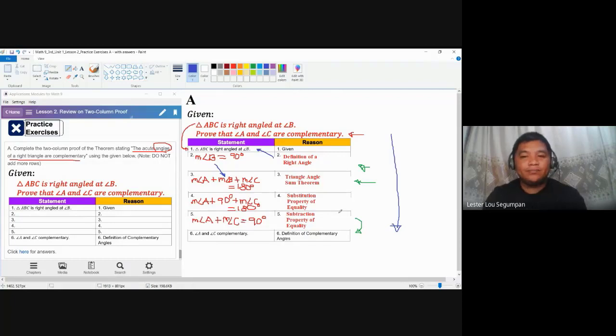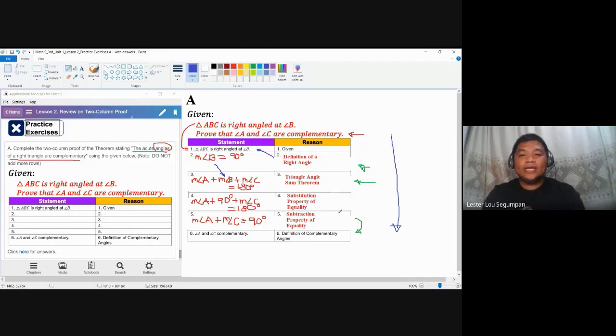Again, the proof for this may come in more than 6 steps, may come in fewer than 6 steps, but I have presented here 6 steps which I believe could present it better for your understanding. So as soon as you will be asked later on to provide a two-column proof, first give the given. Next, look at the given and which of the items in the given could probably lead you to the item that you wanted to be proven.